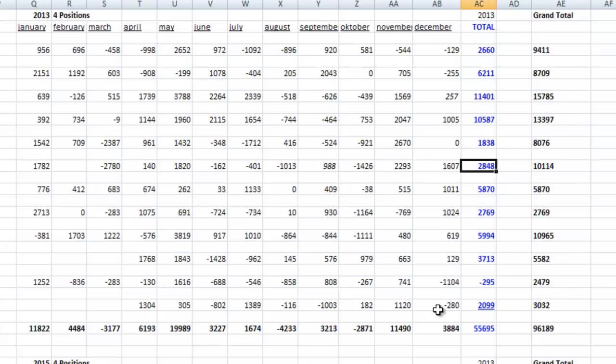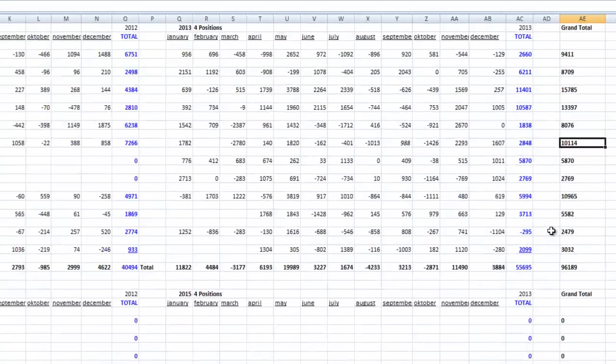This is using 4 positions for 2013. And the 2 years combined over 10,000 pips. Okay, 10,000 pips. So if you start out small, you grow your account, the 1% risk grows with your account. That's how we do it.